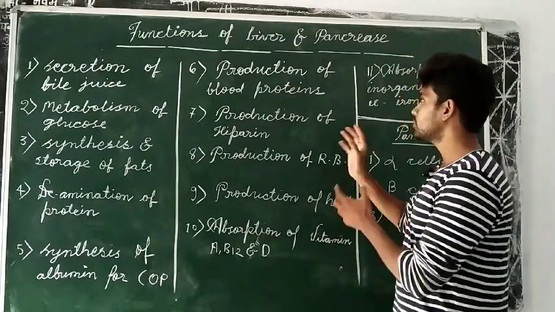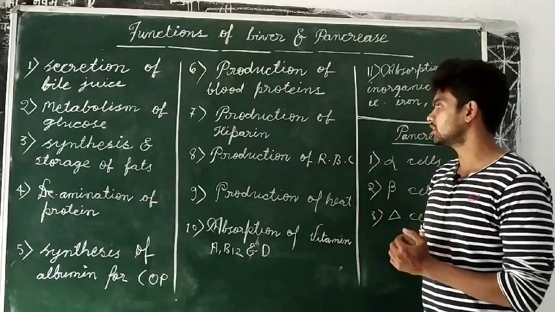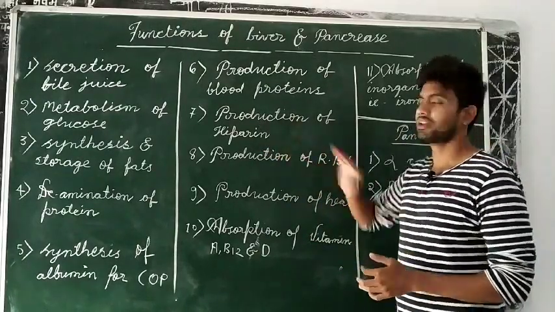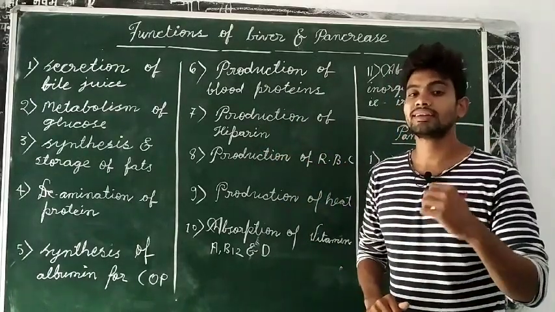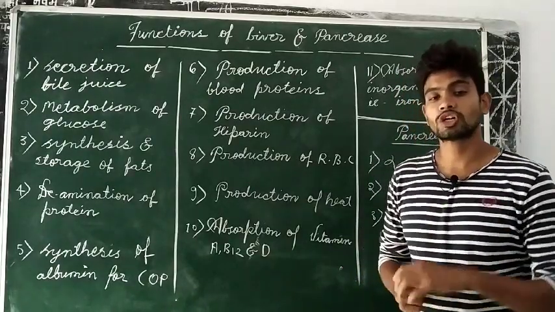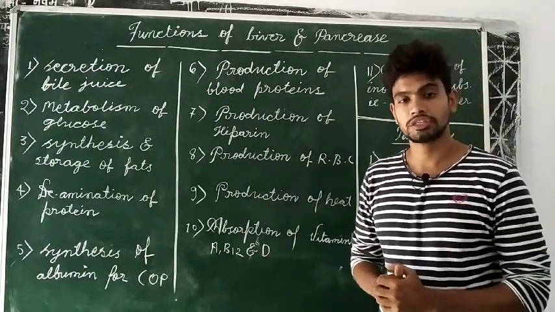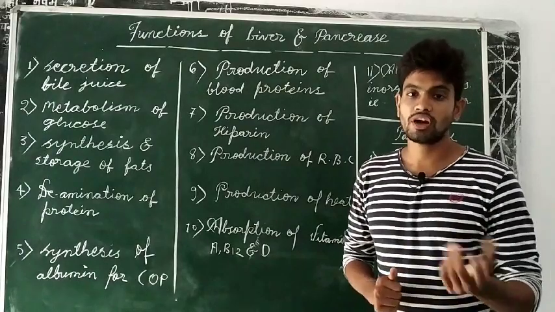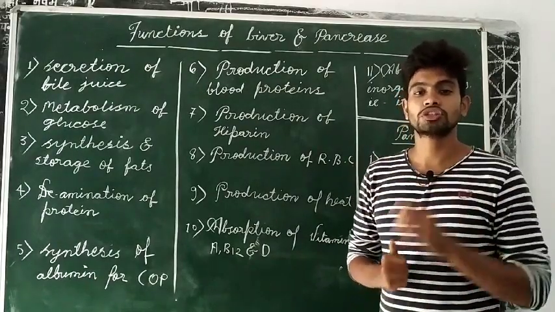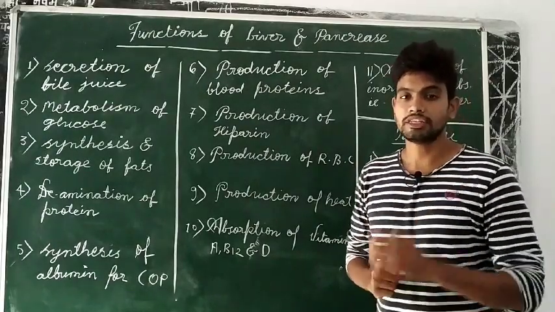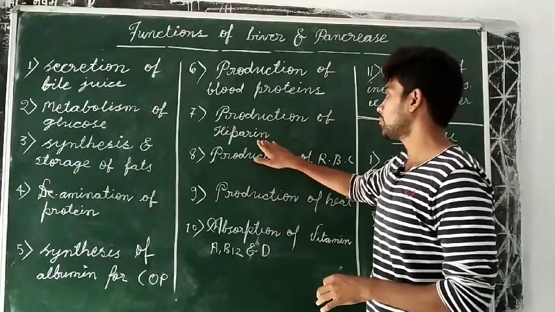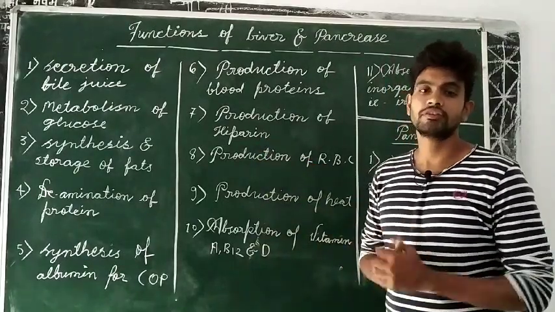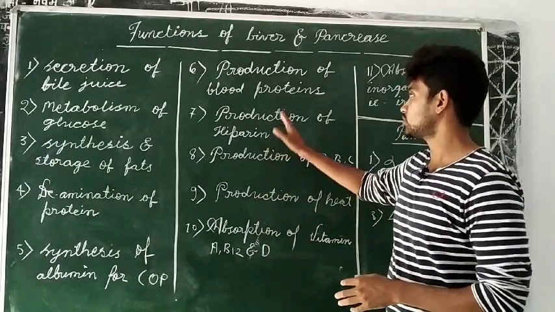Now the next important function of the liver is production of heparin. Now heparin is an enzyme which prevents clotting or coagulation of blood in the blood vessels. So in our blood vessels, the blood flows smoothly without any obstacle. That is because of this enzyme heparin, which is produced by the liver. So this is another important function of the liver.